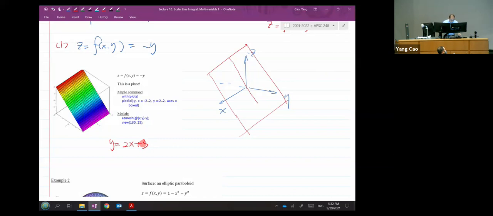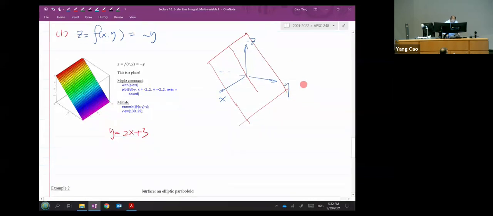Okay, so this one is fairly straightforward. Now you can also actually think this way. Remember when we learned planes, the general plane equation. The general plane equation is what? It is ax plus by plus cz equal to d. Right? That's the general plane equation.